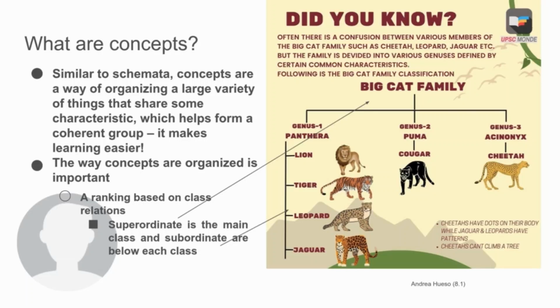So I put a little graph right here to illustrate this. The top, the superordinate term or main idea, is big cat family, and then there are subordinate classes. So there's genus 1 cats, genus 2, and genus 3. And so that's a way that someone studying, like, zoology would classify these animals.